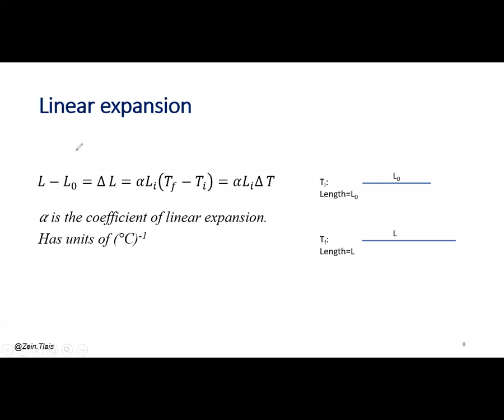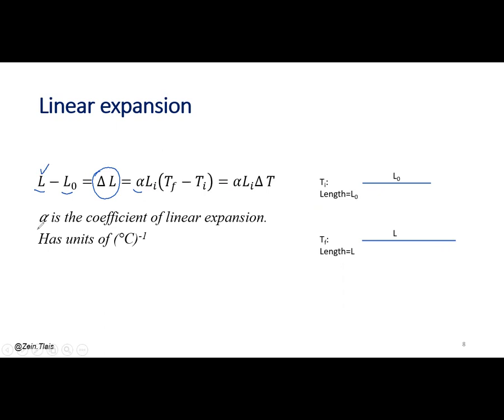Let's take first of all the linear expansion in the case of a one-dimensional object. Initially, at initial temperature, we have an object with a length L0. If we increase the temperature to T final, we get the final length of the object, L. What is the relation between T initial and T final, L initial and L final? L final minus L initial, or delta L, equals alpha L initial times T final minus T initial, or alpha L initial delta T.